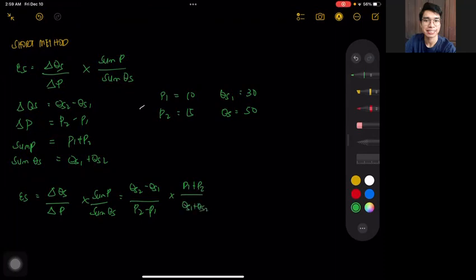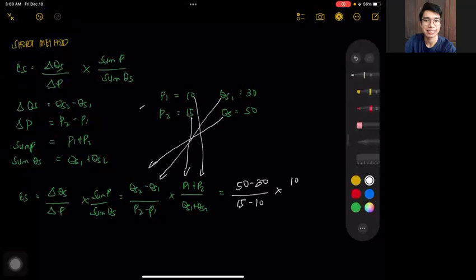So we just need to substitute the given values. QS2 natin is 50 minus QS1 is 30, divided by P2 natin is 15 minus P1 is 10, times P1 natin is 10 plus P2 natin is 15, divided by QS1 natin is 30 plus 50.